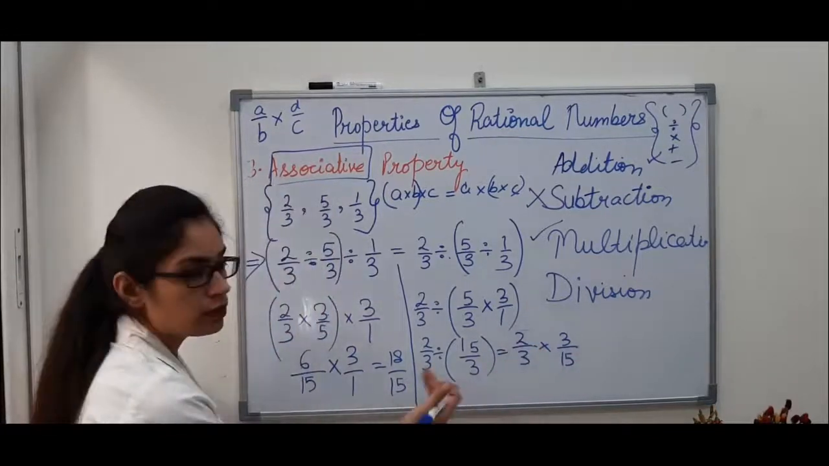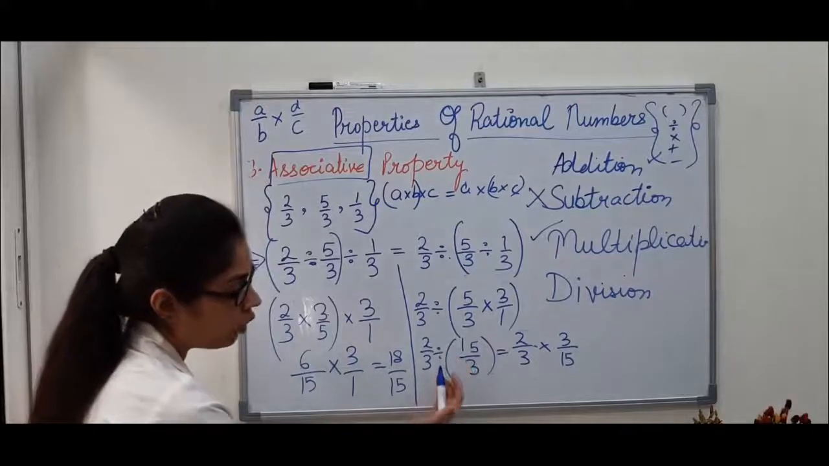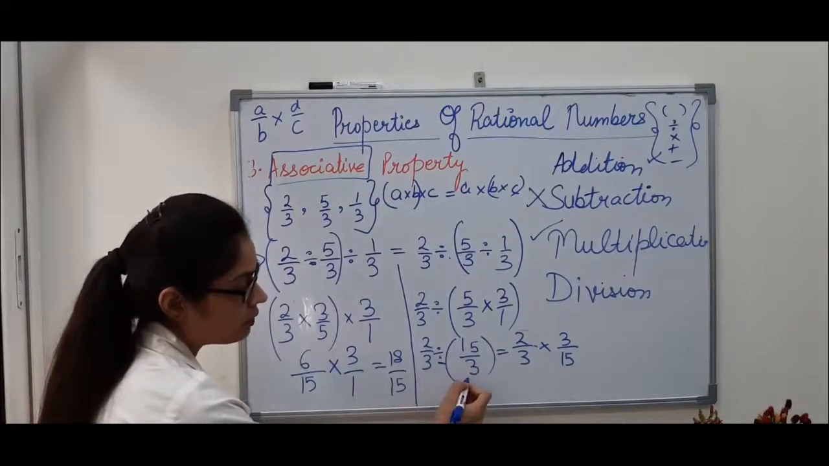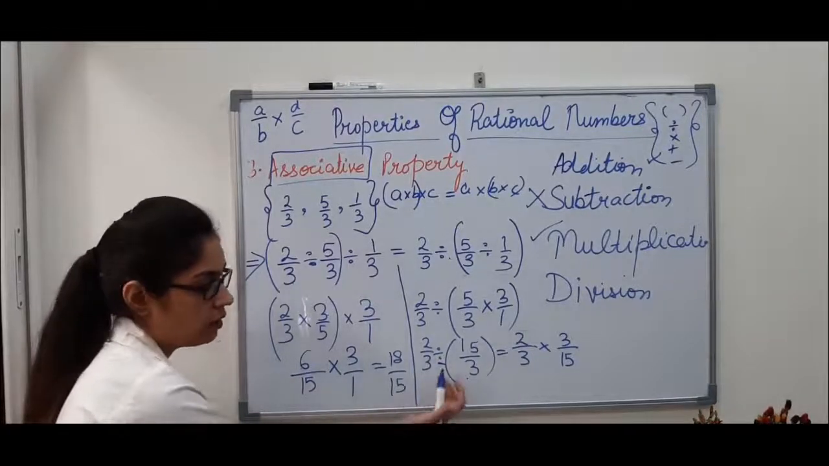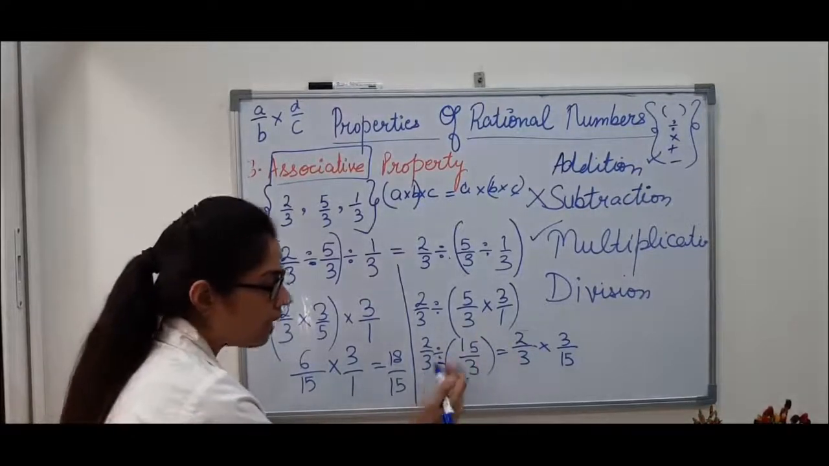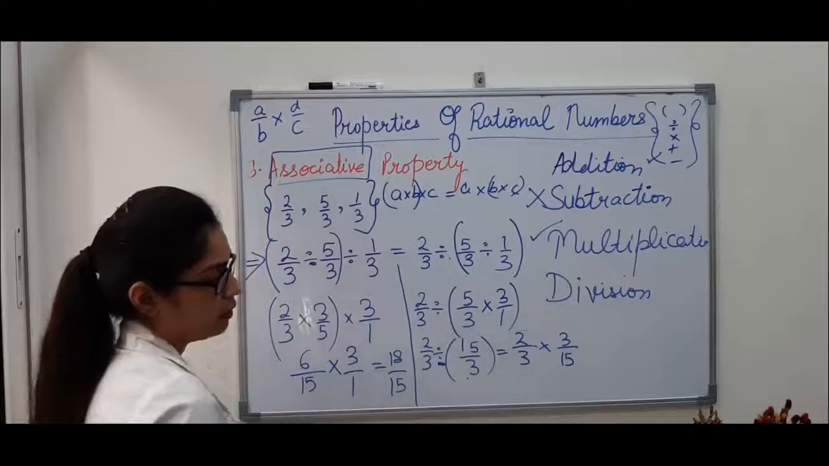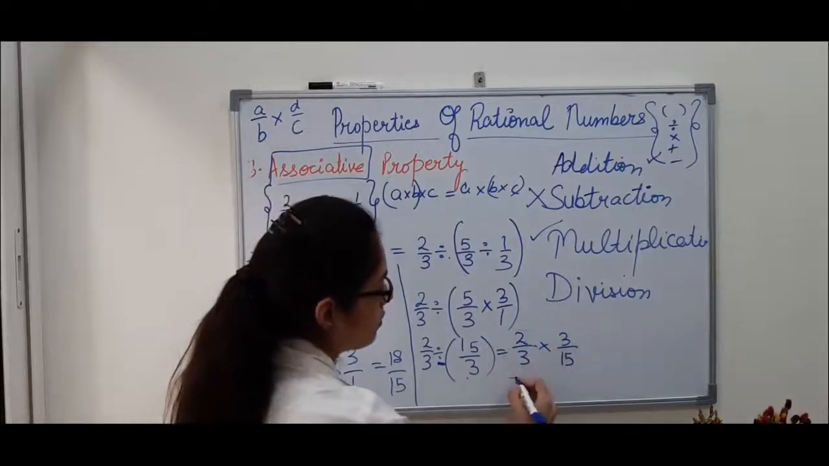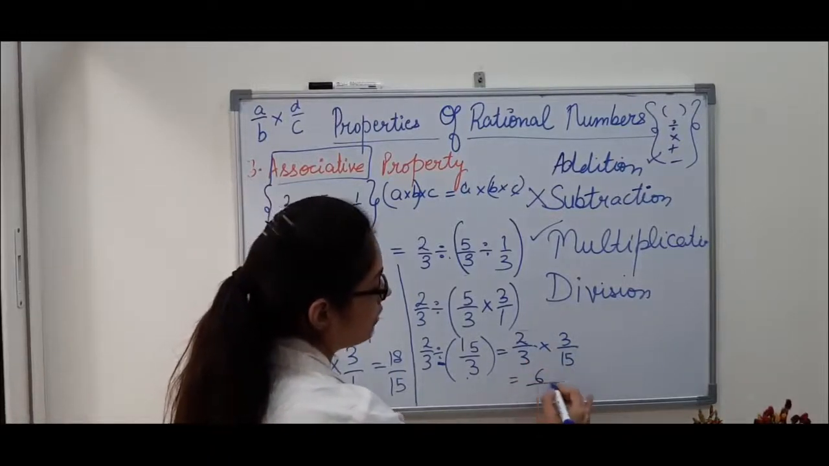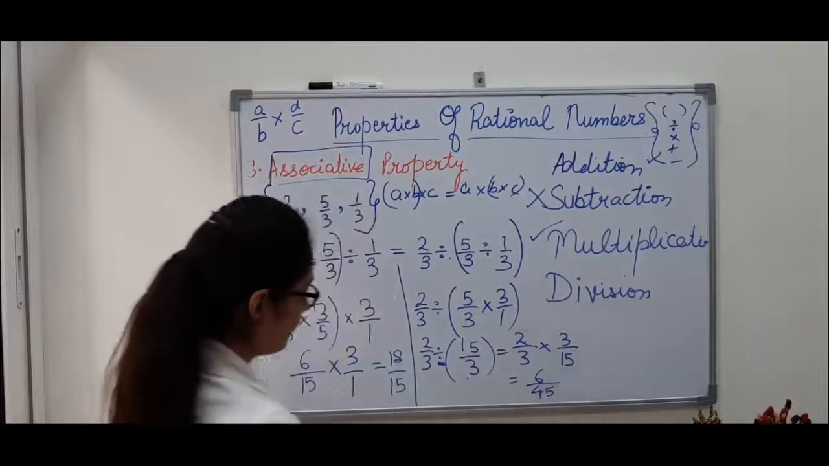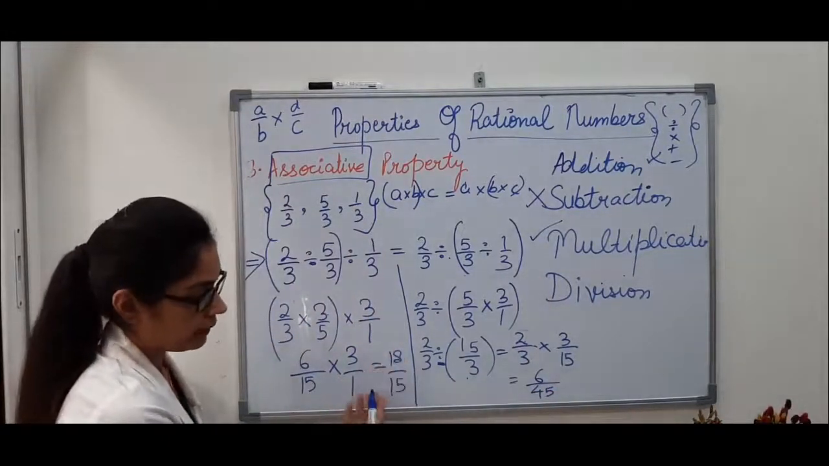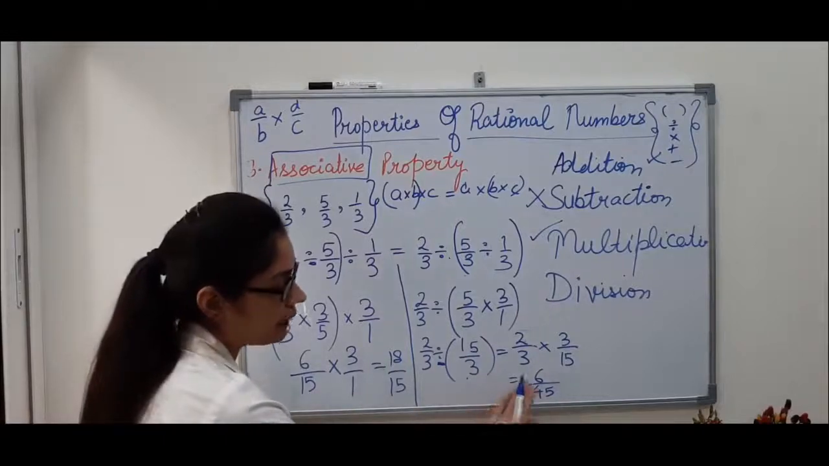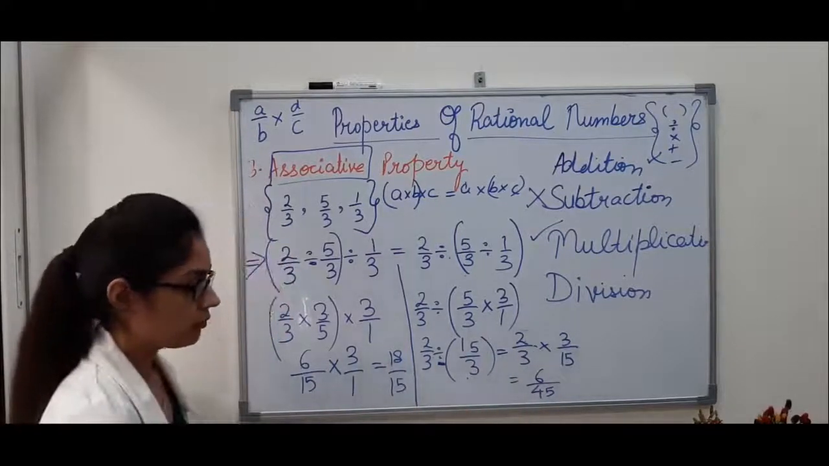The term for which you have to do reciprocal should always be after the division sign. You don't have to change the term which is before division sign. You have to change the term which is after this sign. So 2 into 3 is 6. 3 into 15 is 45. So I can see my left hand side is 18 by 15, but right hand side is 6 by 45.